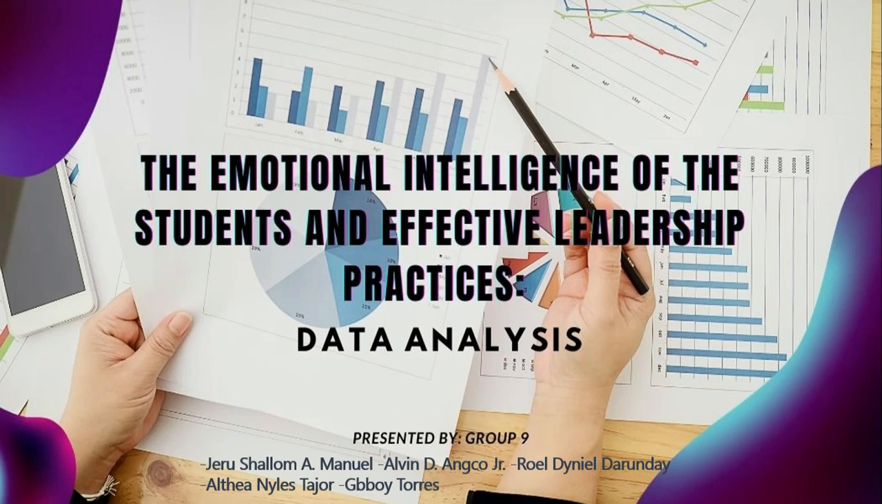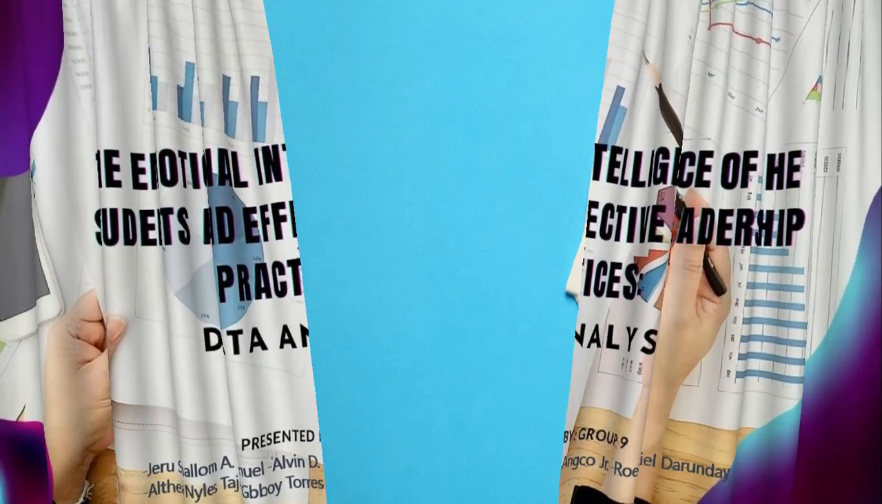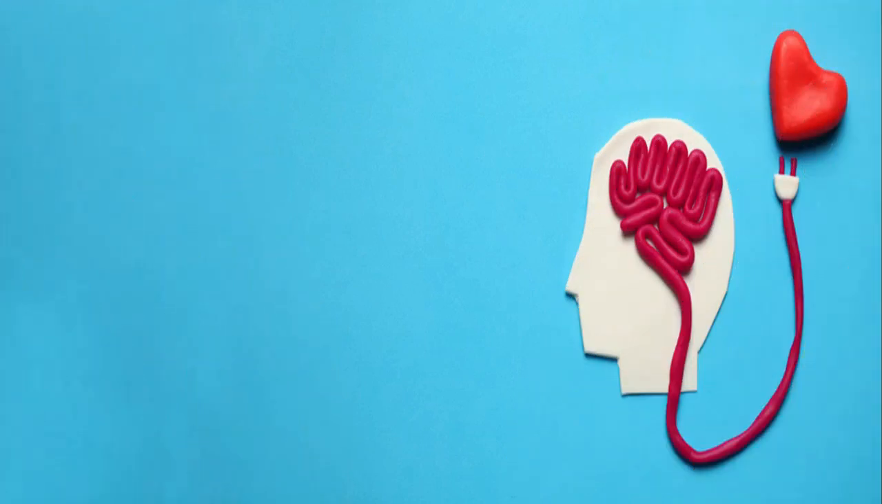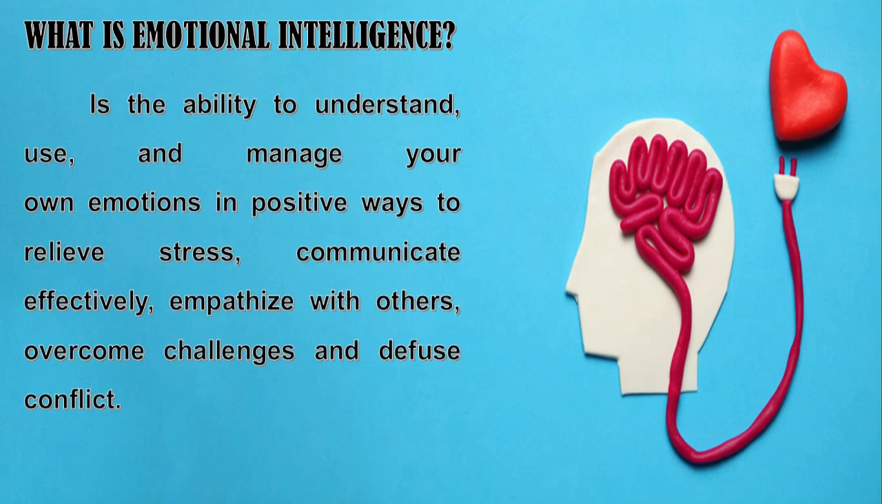The first variable is emotional intelligence, and the second variable is effective leadership. Now, the question is, what is emotional intelligence? Otherwise known as emotional quotient or EQ, it is the ability to understand, use, and manage your own emotions in positive ways to relieve stress, communicate effectively, empathize with others, overcome challenges, and defuse conflict.